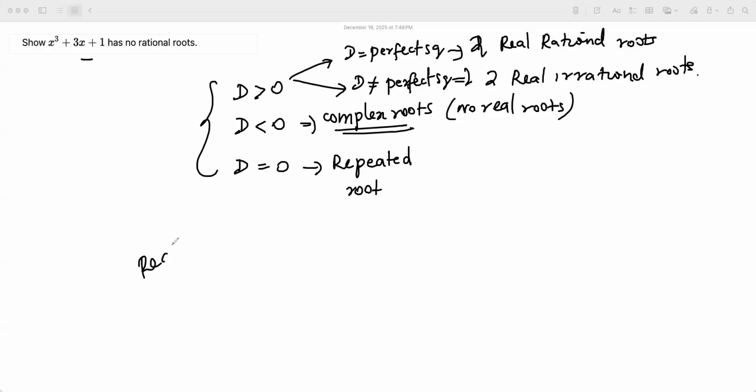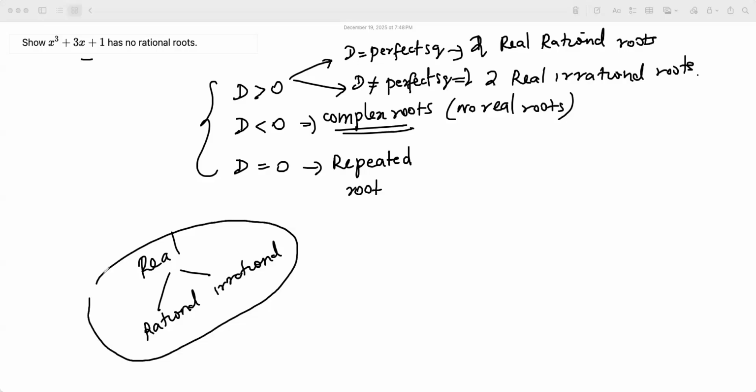For your information, real numbers can be rational or irrational, right? The real number system we learnt. Other than that, it can be imaginary roots. Another thing you need to remember is imaginary roots and irrational roots occur in pairs. They always occur as conjugates. Make sense?